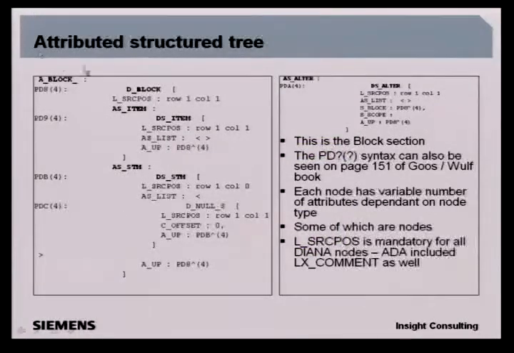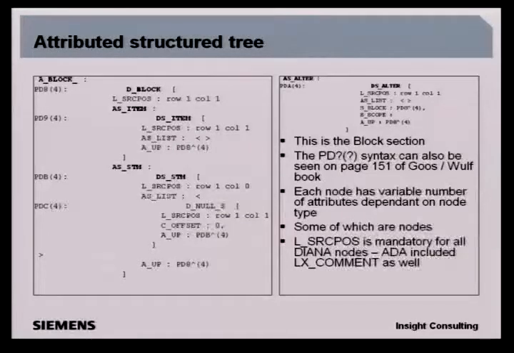So, attributed structure tree. There's an example here of the block part of that same trace file. You can see the D block, DS item, DS statement, and DS alter. They're the three sections of the main body of the procedure. The DS item is local variables, the DS statement is the actual statements in the middle, and the DS alter is the exception clause. We'll see this in a second. The PD syntax is also shown in this same book, exactly the same on page 151. So obviously Oracle has implemented the Diana packages and internal stuff the same as from an Ada compiler.